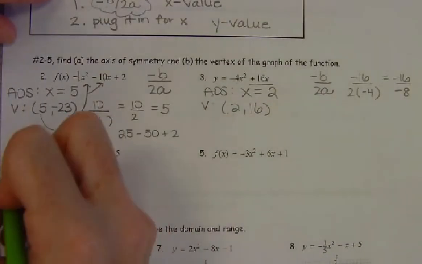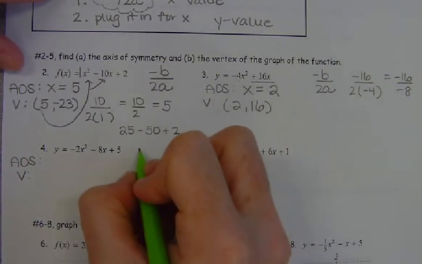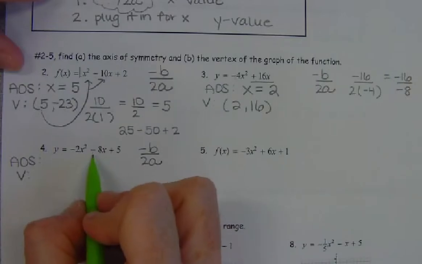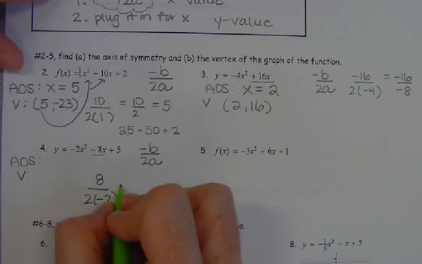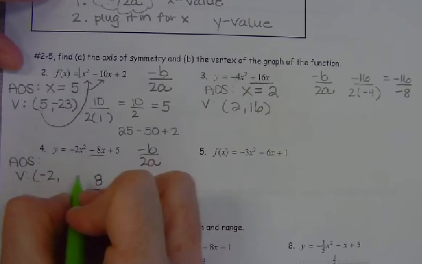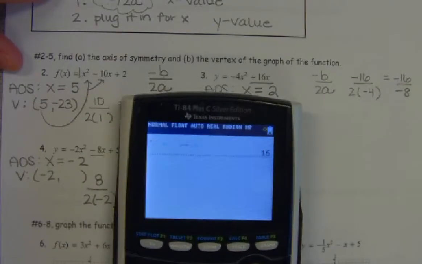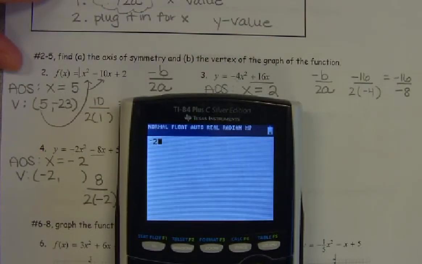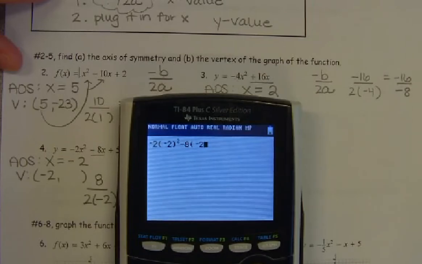Let's try another one. I again need my axis of symmetry and my vertex. So I'm going to go the opposite of b over 2a. The opposite of b is positive 8, over 2 times my a, which is negative 2. So I have 8 over negative 4, so my vertex is negative 2 something. My axis of symmetry is then x equals negative 2, and then I will plug it in my calculator. I go negative 2, parentheses, negative 2, parentheses squared, minus 8, parentheses, negative 2, plus 5. And I get my y value to be 13.